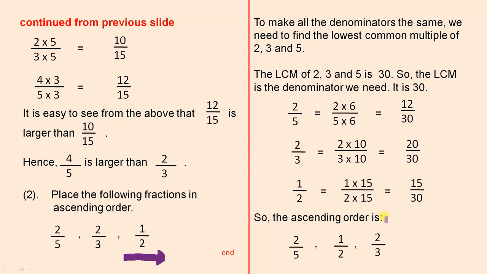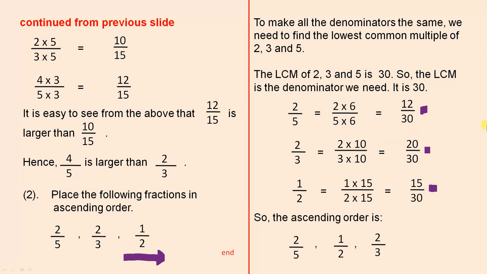So the ascending order is 2/5, a half, and 2/3. You can see the 2/5 is the smaller one. The next one is a half because that's 15 over 30. And the larger one is 20 over 30, which is the 2/3.